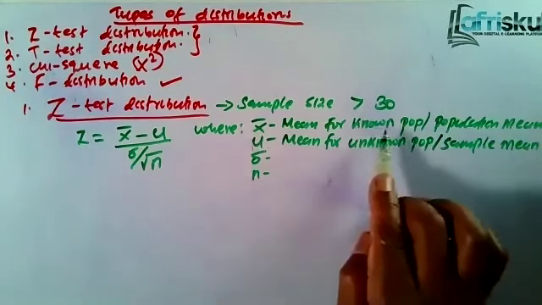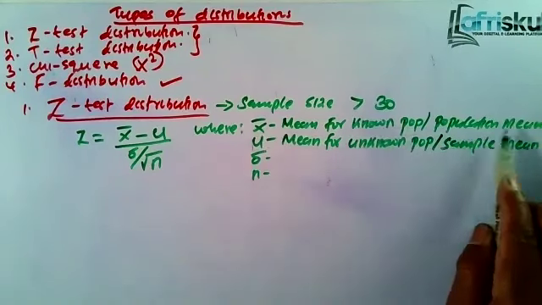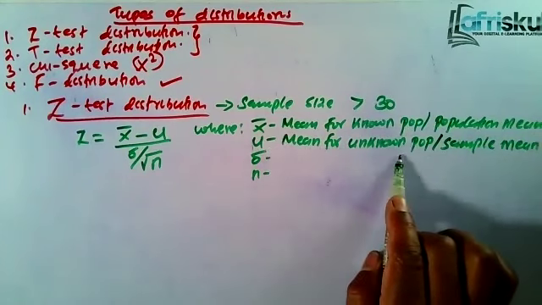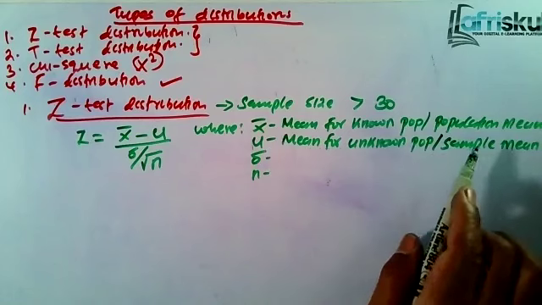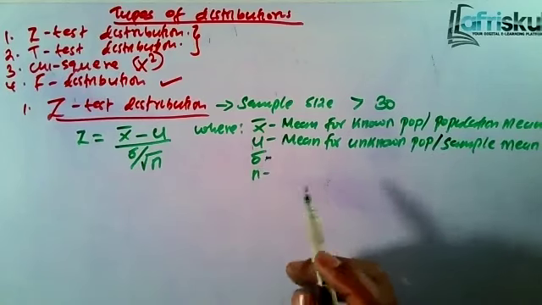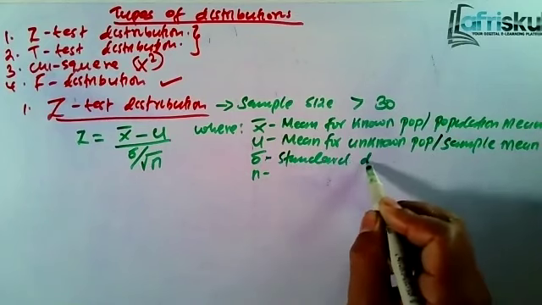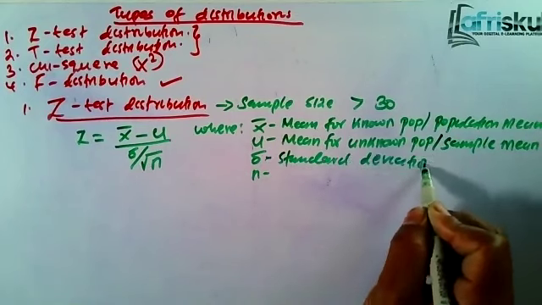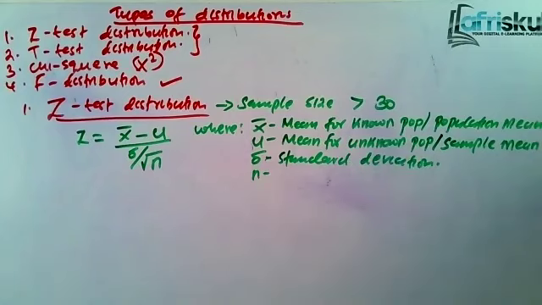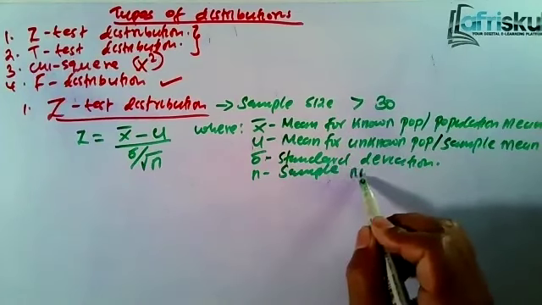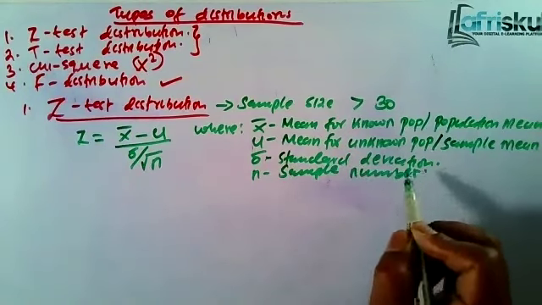X bar is the mean for the known population, or the population mean. U is the mean for the unknown population, or the sample mean. Then this one is the standard deviation. N is the sample number.